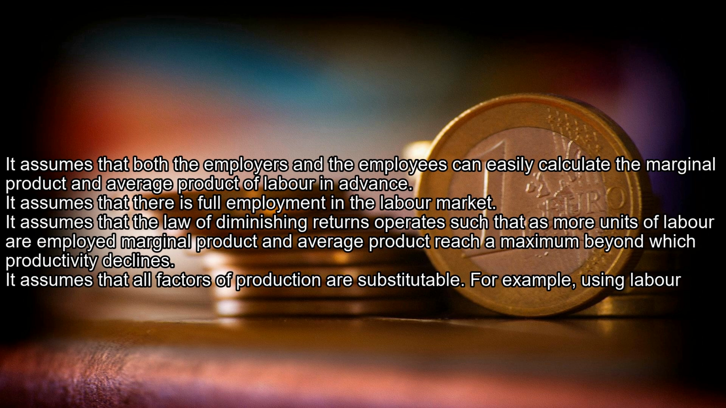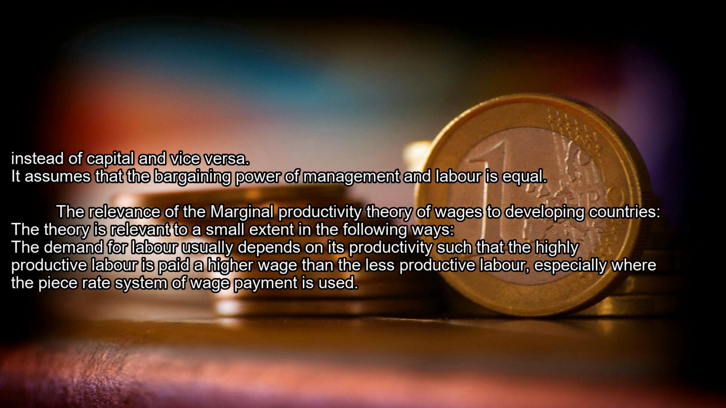It assumes that both the employers and the employees can easily calculate the marginal product and average product of labor in advance. It assumes that there is full employment in the labor market. It assumes that the law of diminishing returns operates such that as more units of labor are employed, marginal product and average product reach a maximum beyond which productivity declines. It assumes that all factors of production are substitutable, for example, using labor instead of capital and vice versa. It assumes that the bargaining power of management and labor is equal.